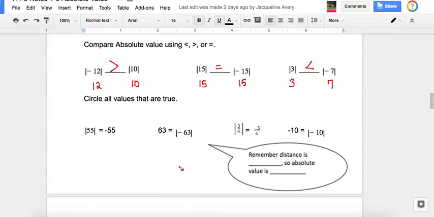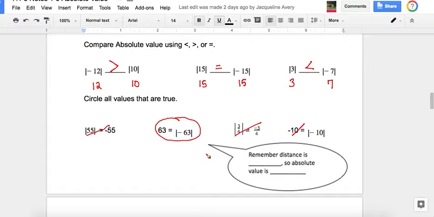Okay, now I'm looking at the absolute value and I'm looking for positive answers. So is this one a positive answer? No. Is this one a positive answer? Yes. Is this one a positive answer? No. And is this one a positive answer? No. So here we only have one correct answer.